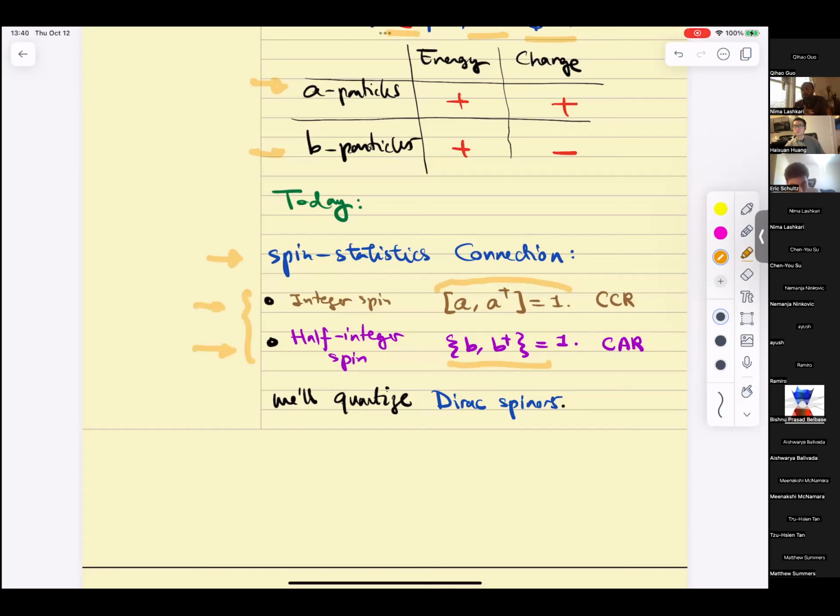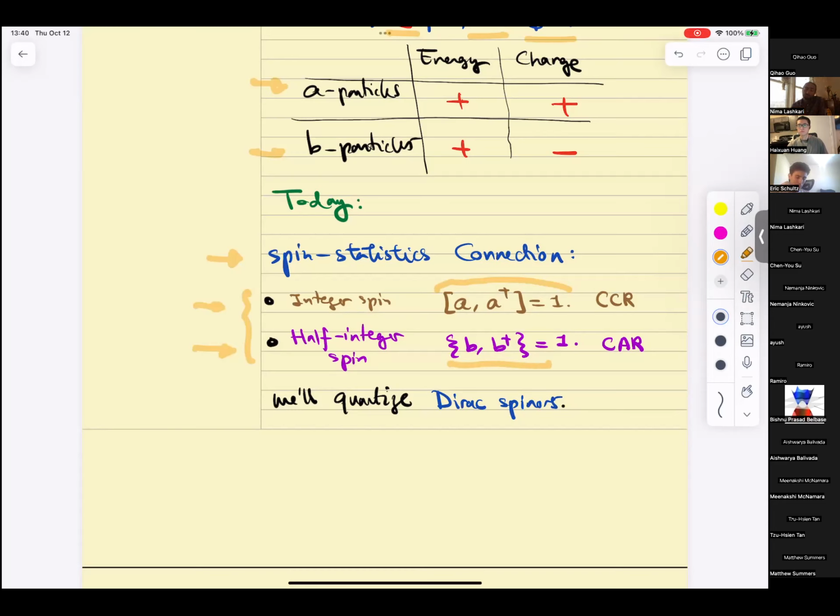Spin comes in half integers and integers, and their statistics is fixed, right? This is because in quantum field theory, the whole idea of spin came out of the representation theory of the Lorentz group. We didn't put it in. As a matter of fact, it also follows that the statistics is fixed by Lorentz invariance and by causality. So we're going to see that. We can prove this statement in quantum field theory.